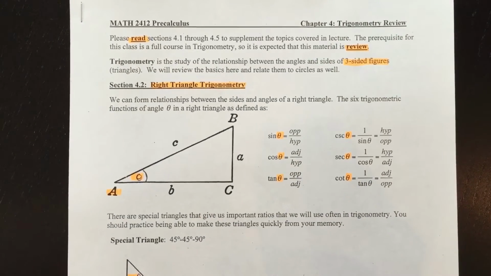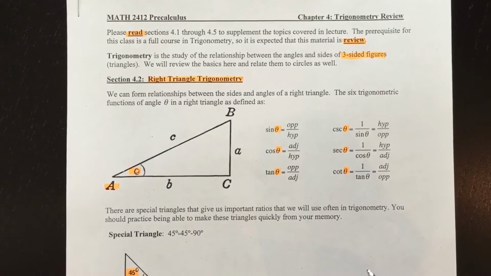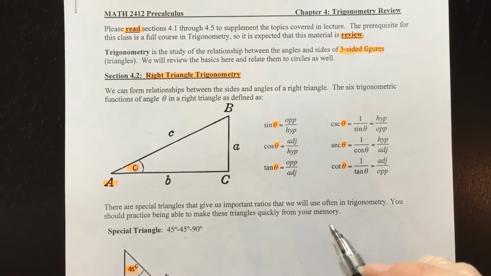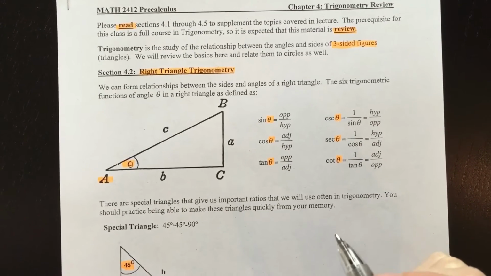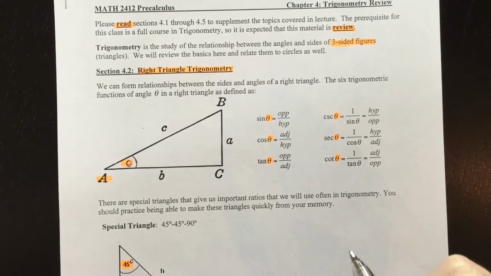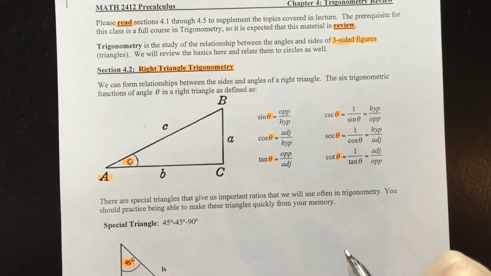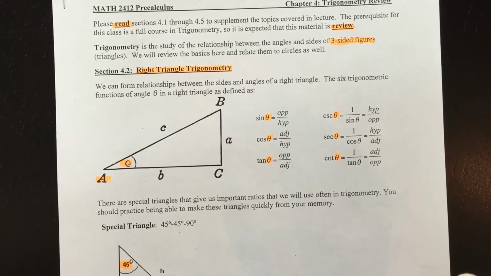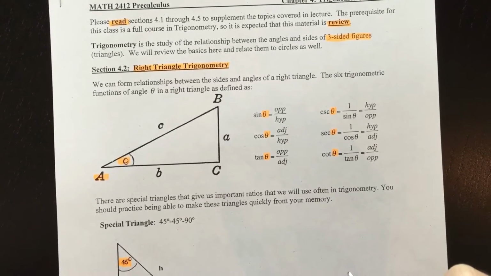Okay, so in Chapter 4, we're going to review some basic trigonometry. If you have any questions about what we go over in this section, you should read the chapter in its entirety, because sections 4.1 through 4.5 are meant to be review. So we're going to skip around a little and start in section 4.2, talking about right triangle trigonometry.